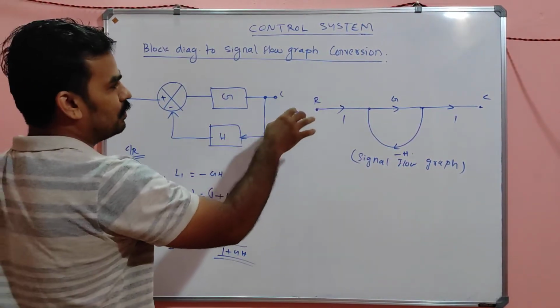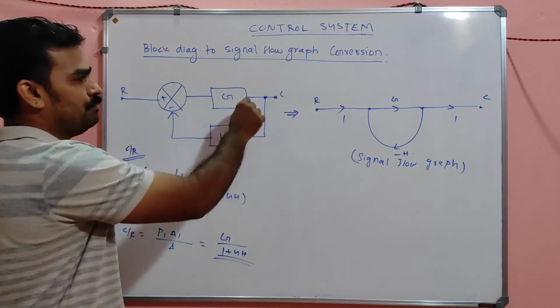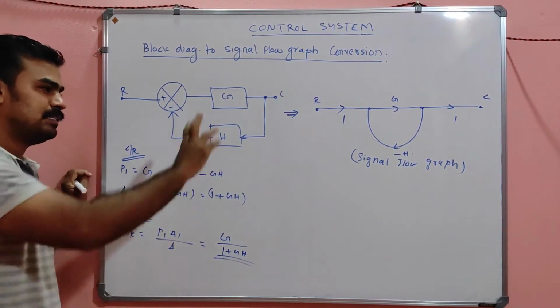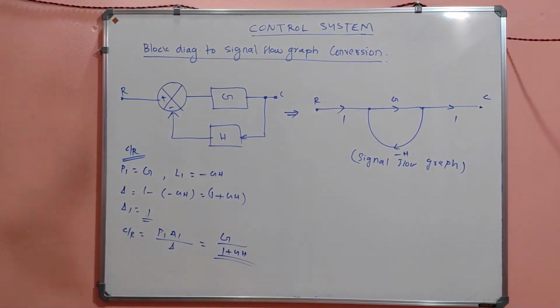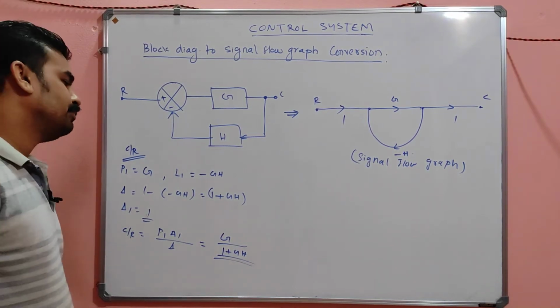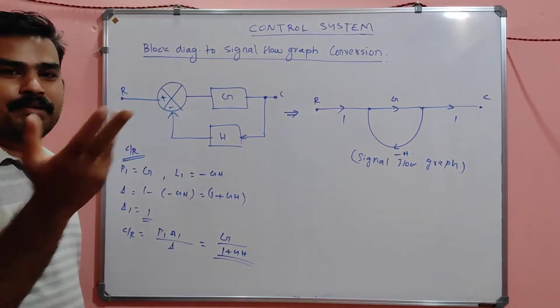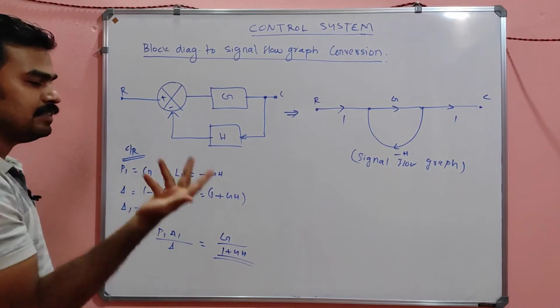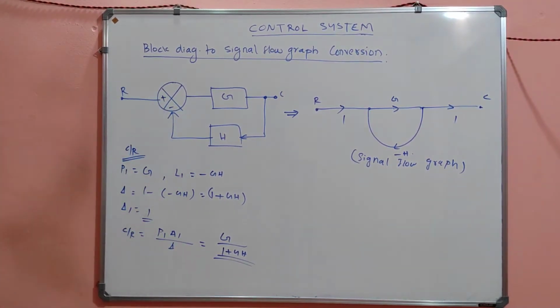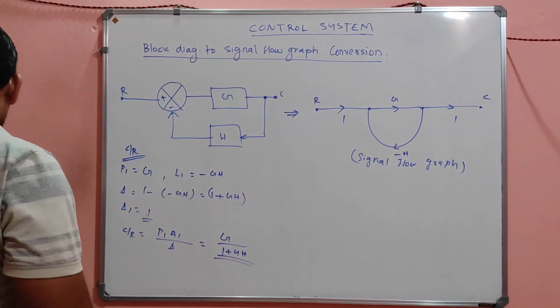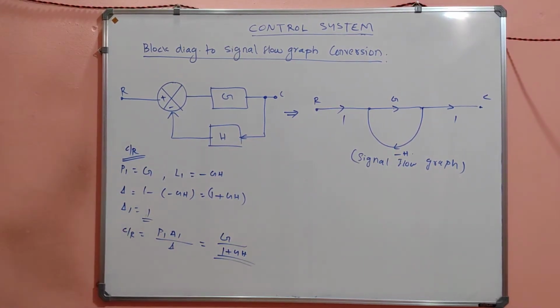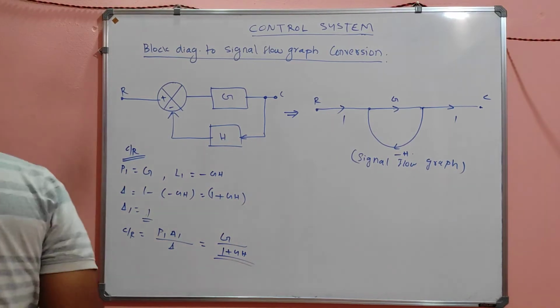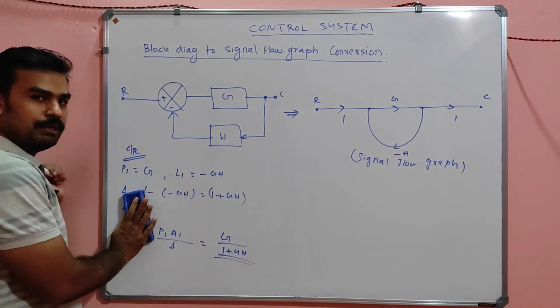Sometimes we miss a node, and if you miss any single node, the answer will be wrong. So is that the same now? G of S divided by 1 plus G of S into H of S, you got the transfer function now. The same you arrived here also. Is it clear, my dears? Can we do another?